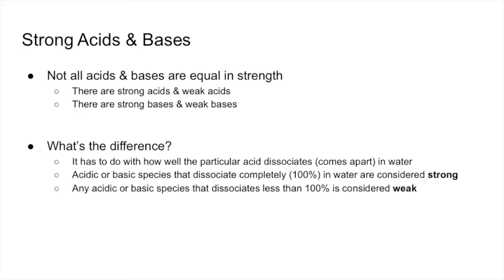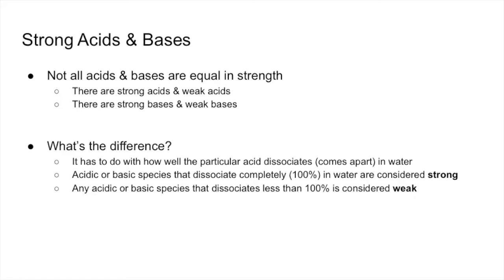You can have a very concentrated weak acid be just as deadly as a moderately concentrated strong acid, and the same thing is true with bases. So, what's the difference between strong and weak in these terms? For us, strong and weak refers to the ability to dissociate in water, to come apart in water. It has to do with how well the particular acid or base dissociates.